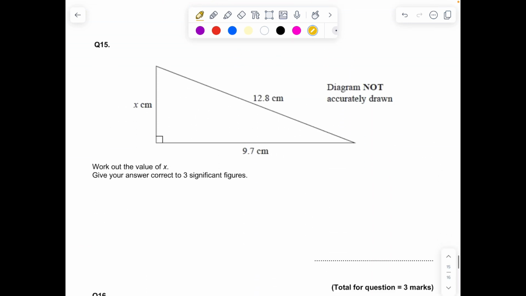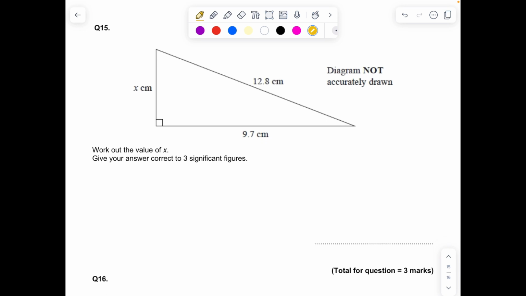Okay, good old Pythagoras, nice and easy. It's a subtraction one because we have the longest length, so they've given us the longest length here. So we're going to do 12.8 squared, take away 9.7 squared. Grab your calculator, so 12.8 squared minus 9.7 squared.